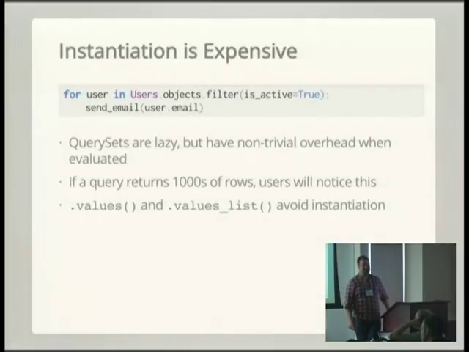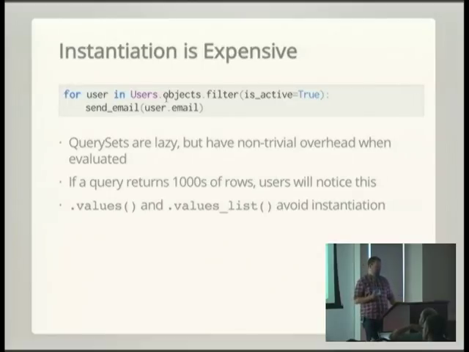So let's talk about some performance things. Instantiation is really expensive. The Django ORM can only instantiate about 40,000 objects per second, at best. And I hope that you all have the delight of working with sites that have more than 40,000 rows in a return set. So these queries are lazy, they're not evaluated until you try to access them, but then they're evaluated, and that can be expensive. Here's an example where I'm trying to send an email, for user in users, where objects.filter is active, so basically give me all my active users, and then send an email using the user's email address, right? But this will take a long time with a lot of users.